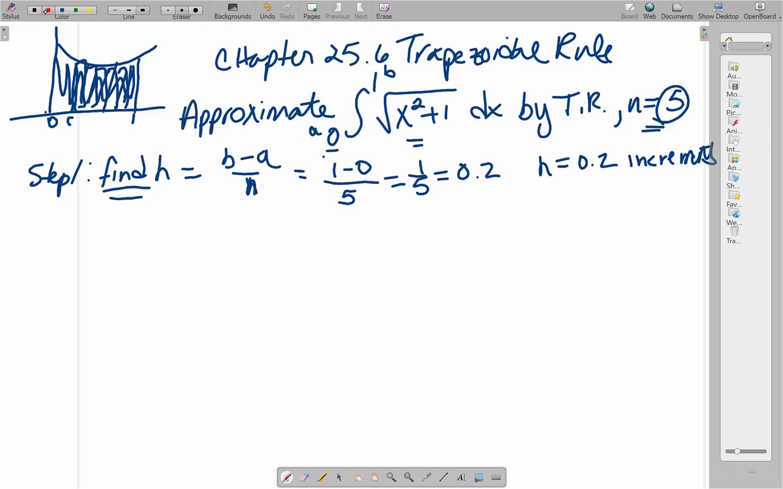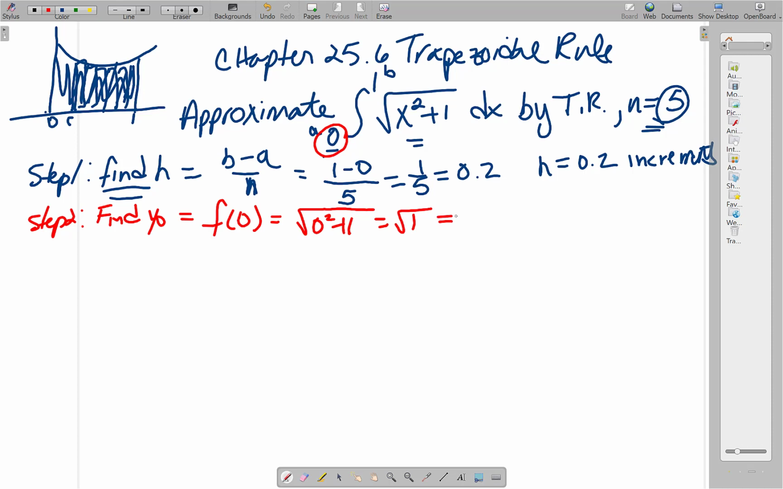Okay, so let's start. Step 2 is to find y of 0. What is y of 0? It's the function evaluated at a, or the lowest level. So we're going to find f of 0, and you just substitute in the function: the square root of 0 squared plus 1 gives you the square root of 1, which equals 1. So y sub 0 equals 1. Now these are important values that we're going to use.